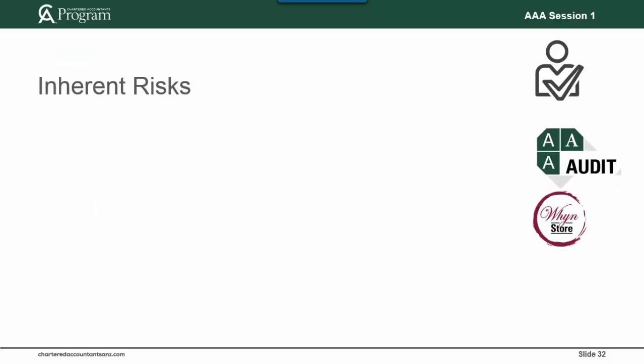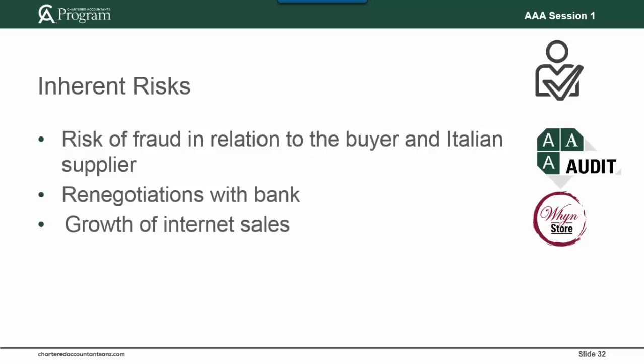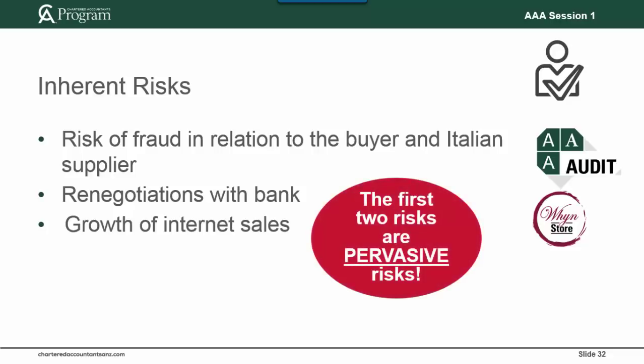Okay, then let's start with the inherent risks for the wine store. Here they are. What you should also note when you're looking at these risks is that the first 2 are pervasive risks or risk at the financial statement level. That means they need to be addressed through an overall response by doing things like changing up the level of staffing, like using more experienced team members or involved specialists, adjusting the level of supervision with more involvement from senior team members, finding ways to make the audit more unpredictable.